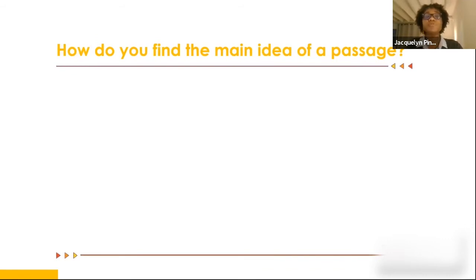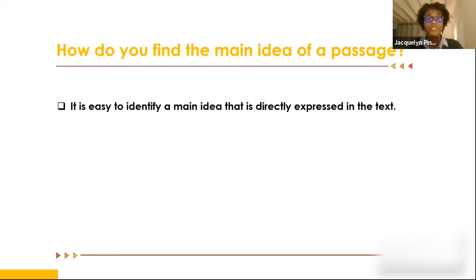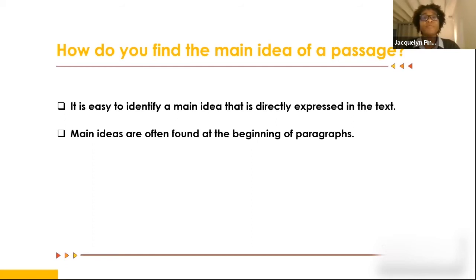So, how do you find the main idea of a passage? It's easy to identify a main idea that is directly expressed in the text. Main ideas are often found at the beginning of paragraphs. So when you learn to write an essay, for me, it was in 3rd grade, right? And we are learning to structure our paragraphs. You learn that the first sentence is normally your topic sentence, right? Basic essay writing strategies here, right? And it's the same thing.